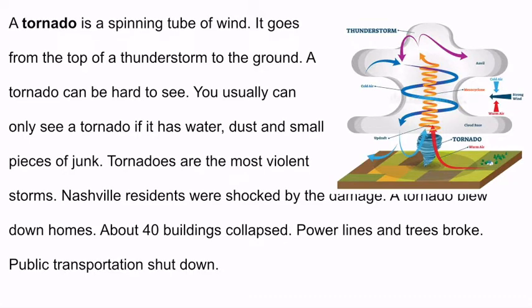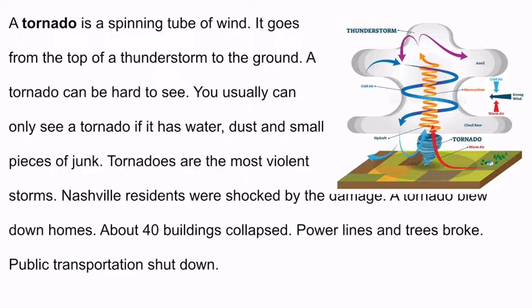A tornado is a spinning tube of wind. It goes from the top of a thunderstorm to the ground. A tornado can be hard to see. You usually can only see a tornado if it has water, dust, and small pieces of junk. Tornadoes are the most violent storms.